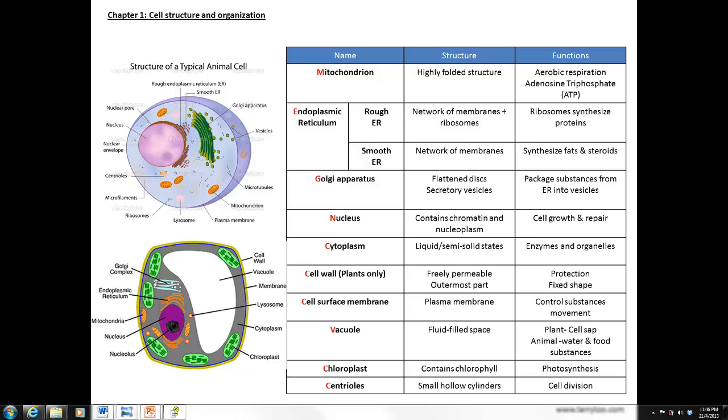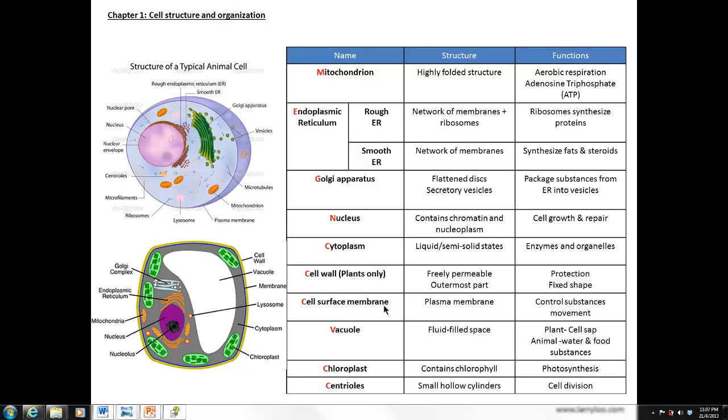Cytoplasm. Cytoplasm is the liquid substance found in the cell, and it can also exist in a semi-solid state. It contains enzymes and organelles which are important constituents of the cell. The cell wall, which is only found in plant cells, serves as the outermost covering of the plant cell, and is freely permeable. Its tough exterior gives the plant protection and a fixed shape.